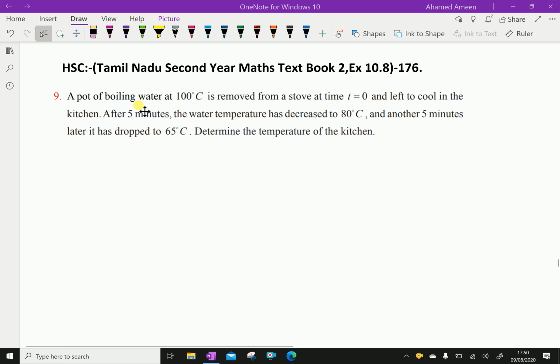A pot of boiling water at 100 degrees Celsius is removed from the stove at time t equals 0 and left to cool in the kitchen. After 5 minutes, the water temperature has decreased to 80 degrees Celsius, and another 5 minutes later, it has dropped to 65 degrees Celsius. Determine the temperature of the kitchen.